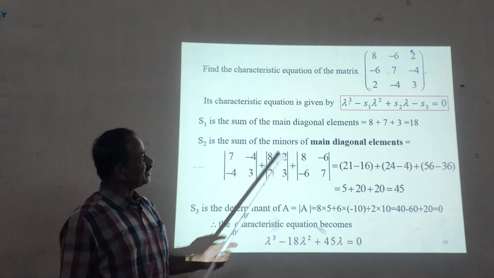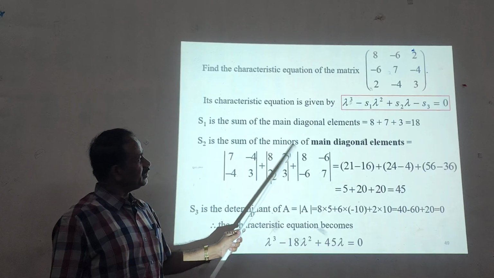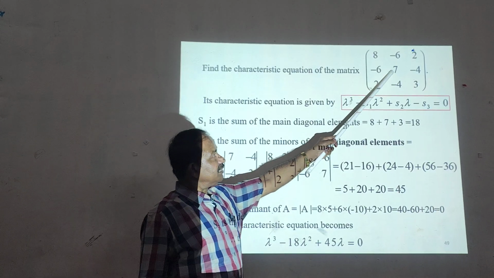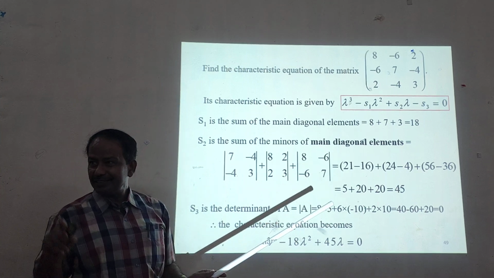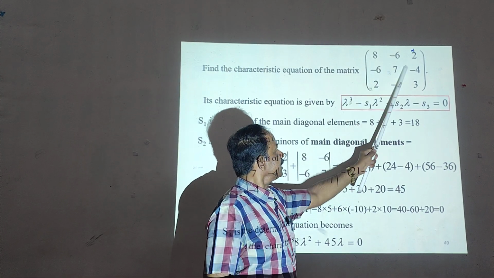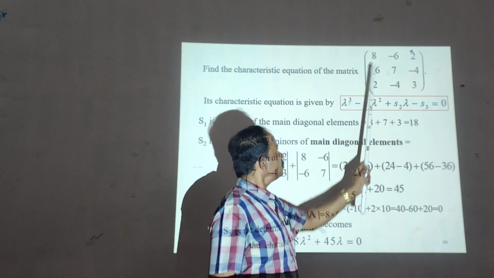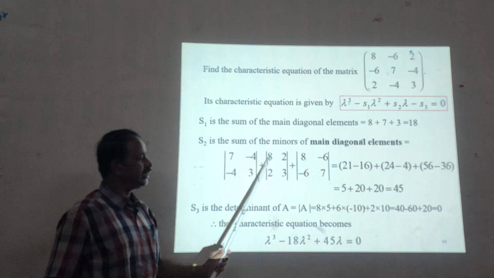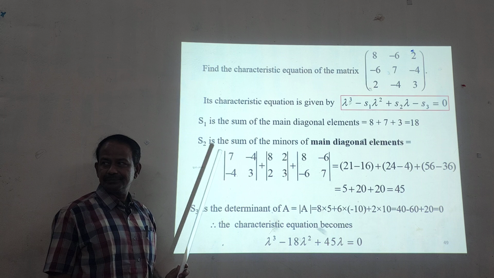So this one. Now second one. See, minus of main diagonal. This is the next diagonal element. 7 is the next diagonal element. How to find out the minor? See here, you just do like this. The remaining thing 8, 2, 2, 3. See, 8, 2, 2, 3.